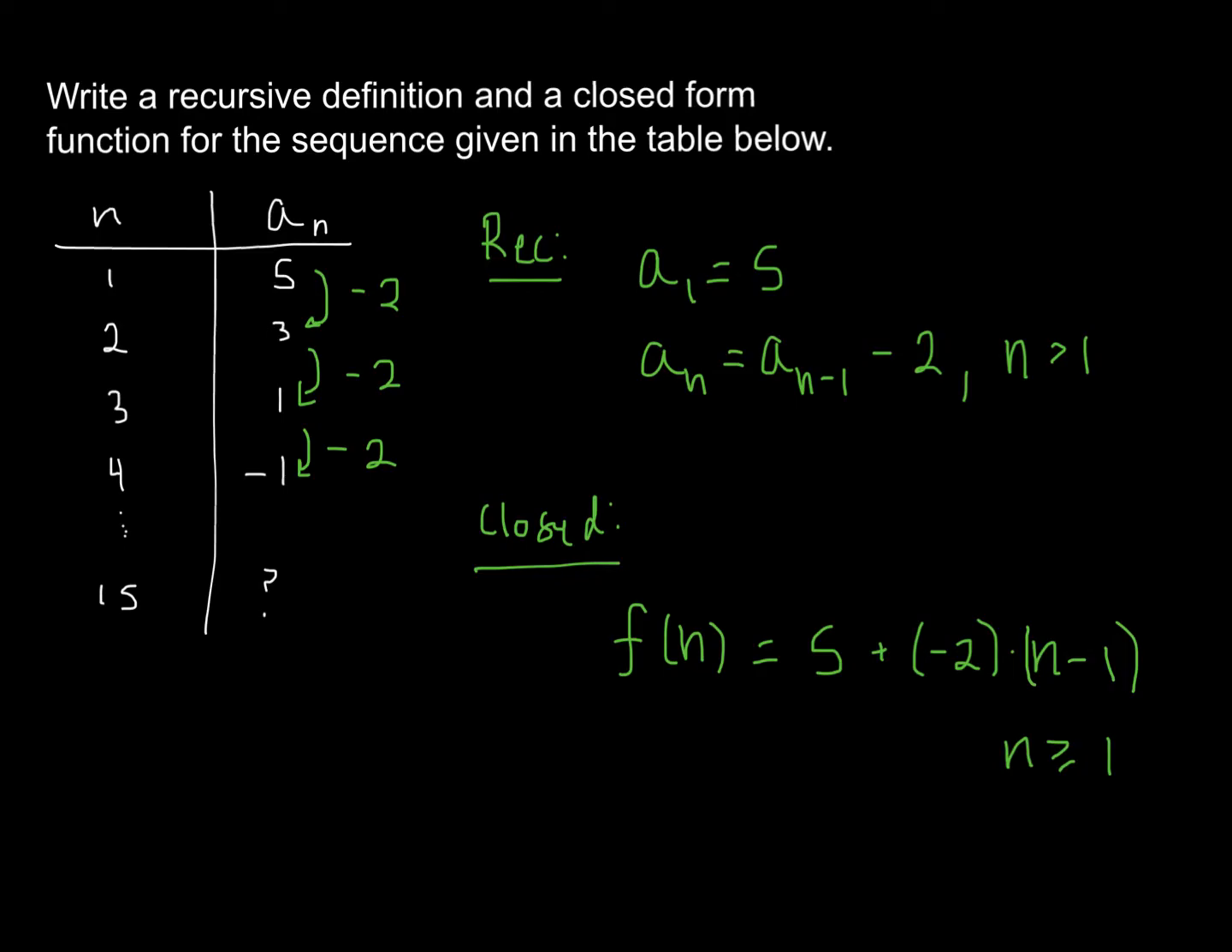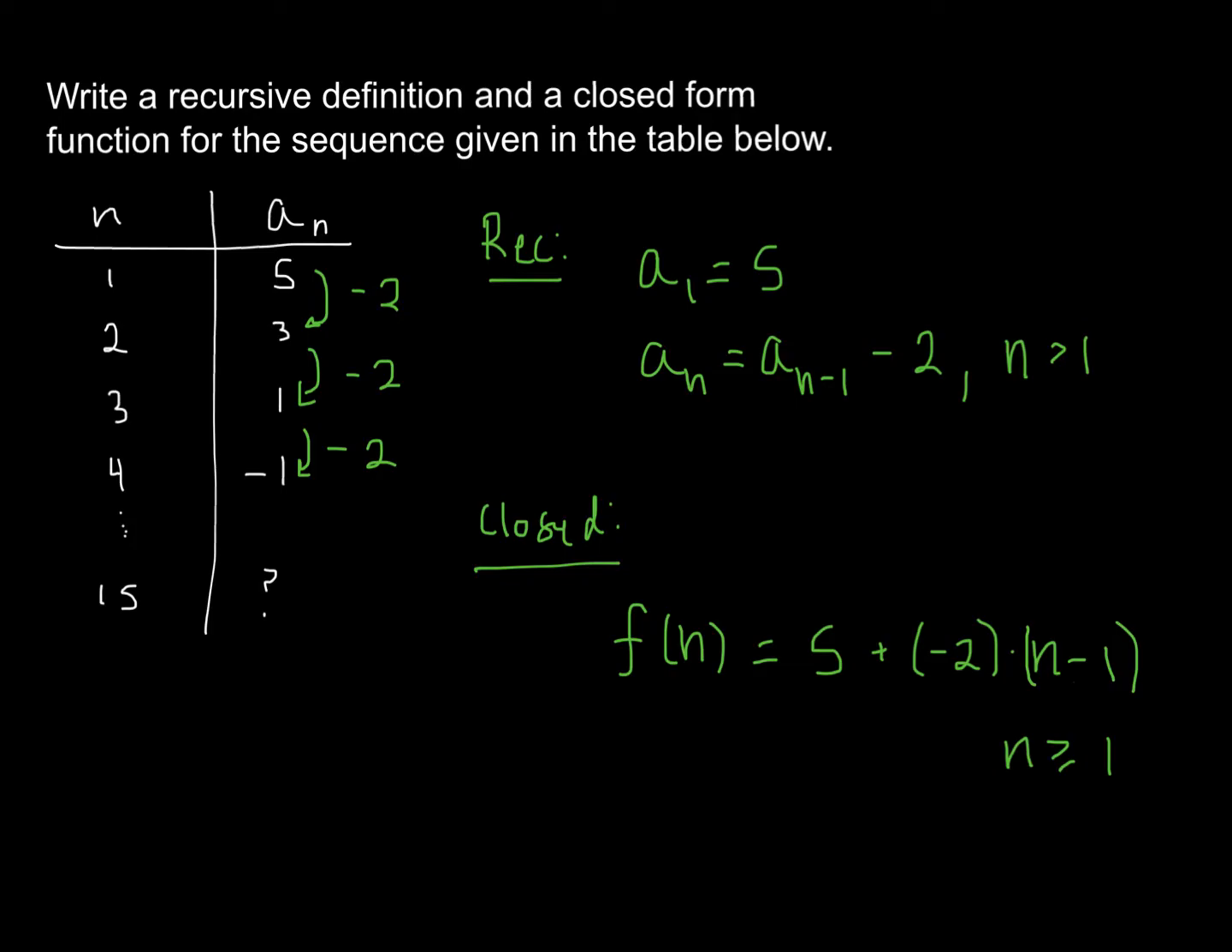So for the recursive definition, I'm defining the nth term in terms of the term that comes before it. So the nth term is going to be the term that comes before it minus 2. And of course, n must be greater than 1. It will start with the second term, right? I can't use that for the first term because I need a term before it. So I have to tell you what the first term is. A sub 1 is 5, and then working with n greater than 1, I can start with n equals 2, and that will allow me to use the recursive definition.